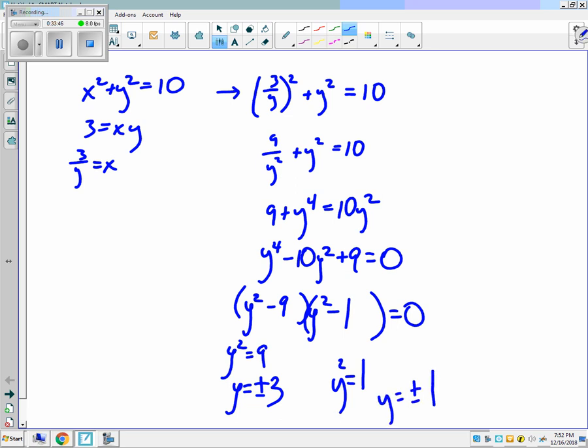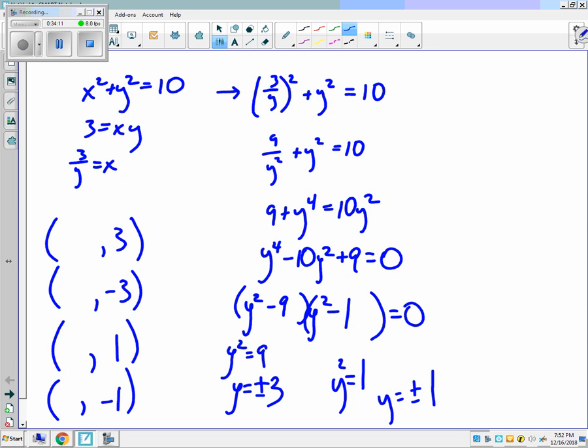We're going to have 4 answers on this. These 2 lines, what are they? Maybe a hyperbola and a circle. They're going to intersect 4 times. All right. I know all the y values where they intersect: 3, negative 3, 1, negative 1. Just got to find the x values.